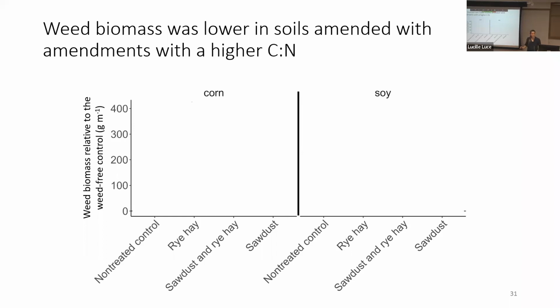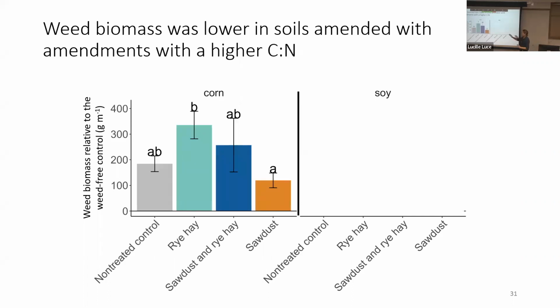And on the y-axis, we just have the total weed biomass, again, relative to the weed-free control, which essentially had 0 weed biomass. But for corn, you can see we had our highest weed biomass in our rye hay amended plot and our lowest weed biomass in our sawdust amended plot. And so this sawdust amendment, remember, it didn't have the most total carbon added to the soil, but it had the highest C to N ratio. So that kind of indicates to us that the C to N ratio is more important for nitrogen immobilization and reducing plant growth or weed growth.